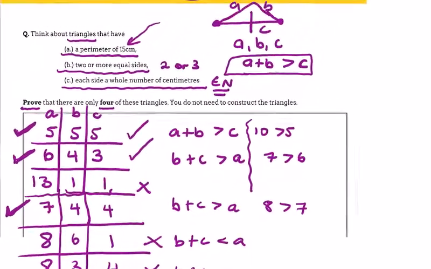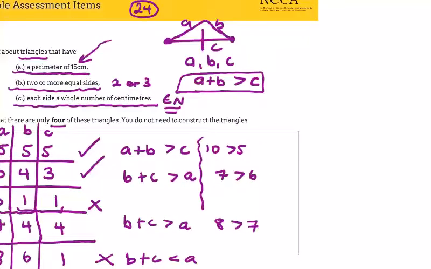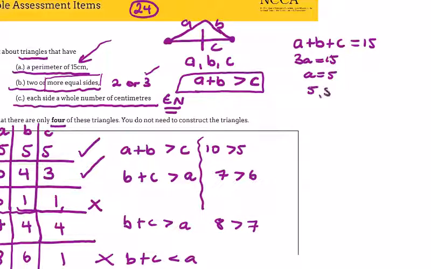So to finish it off, I'm just going to refer back to the question here. A perimeter of 15, and we have our triangle ABC. I'm just going to use some algebra here rather than the trial and error method. So if the 3 sides add up to 15, and we have 2 or more equal sides, we could have 3 equal sides. So I'm going to just tick this one. So if they're all equal, we could say that A plus A plus A, so 3A is 15. So A is equal to 5.